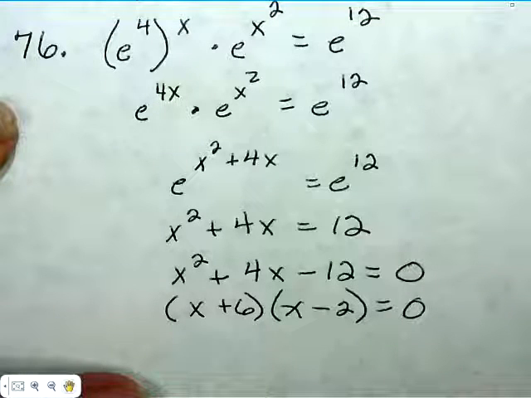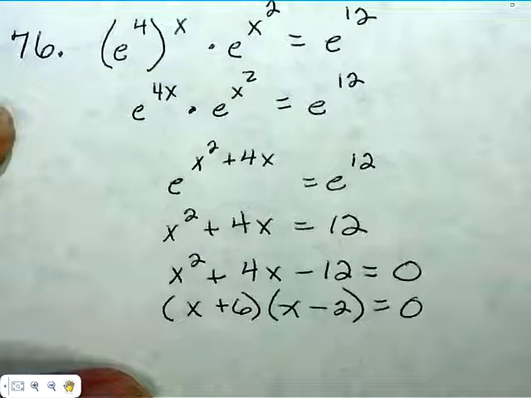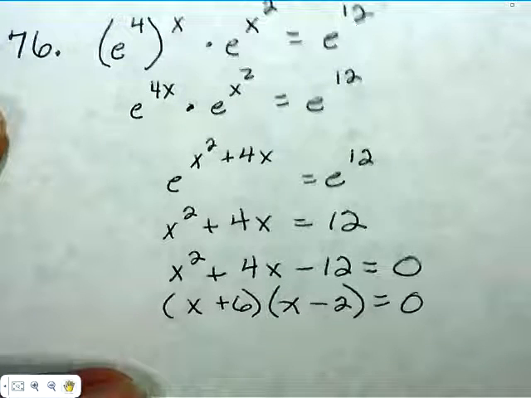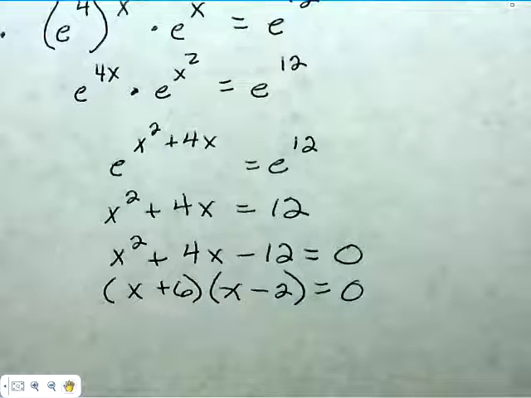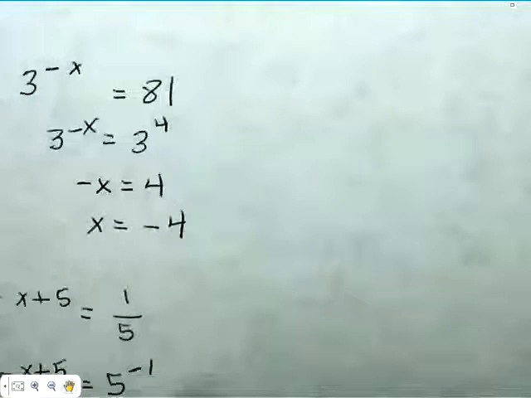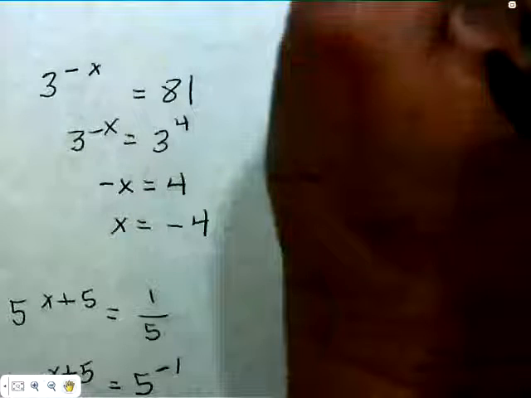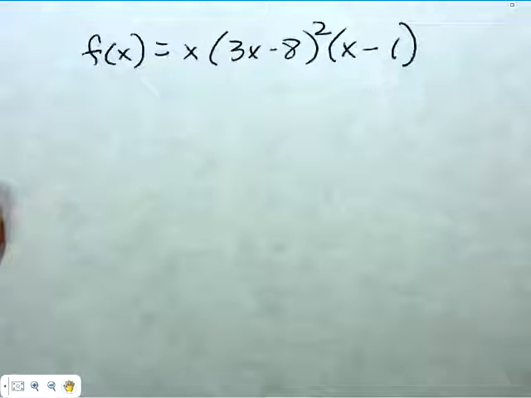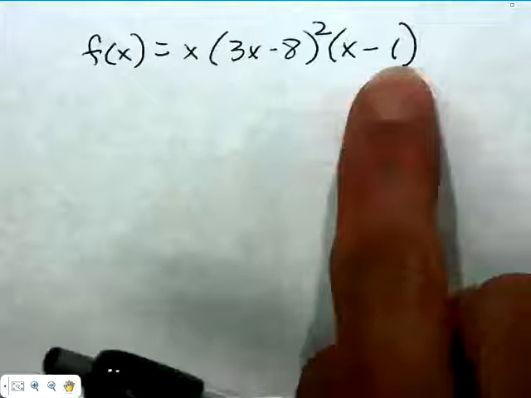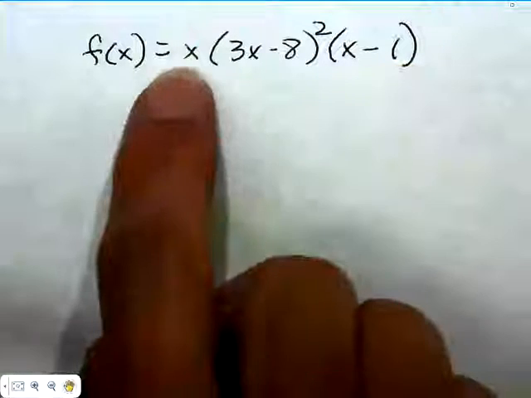This just reminded me of something that folks missed on the test, and it just broke my heart. Can I show you real quickly? Problem number 5, you were graphing f of x equals x times (3x minus 8) squared times (x minus 1). You gave me the end behavior and then the y-intercept, and then you gave me the x-intercepts. Everybody had 1, I think. A lot of folks didn't have 0, but you should have had 0 as an x-intercept.